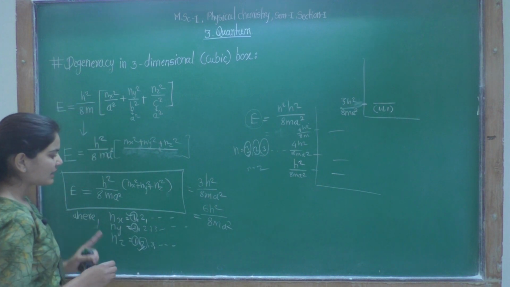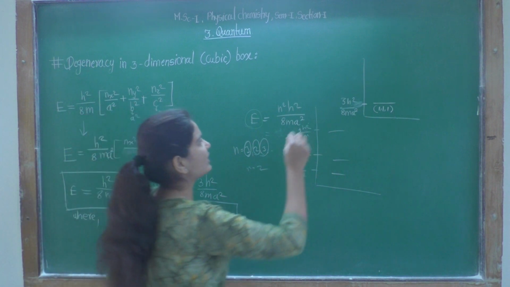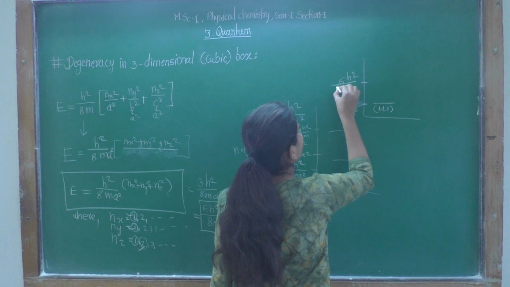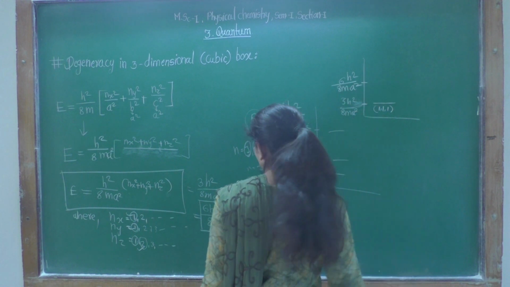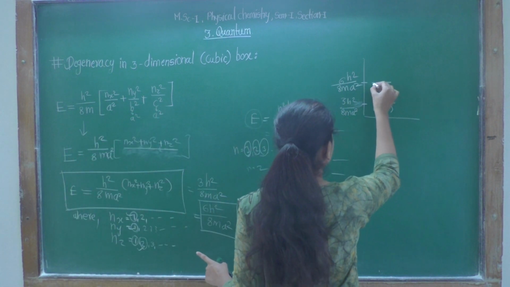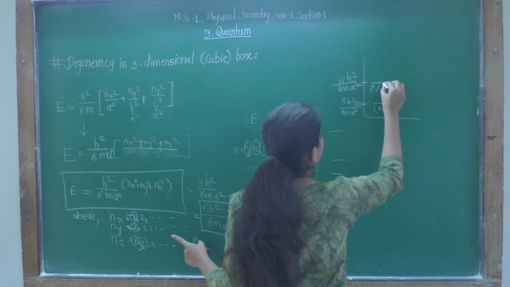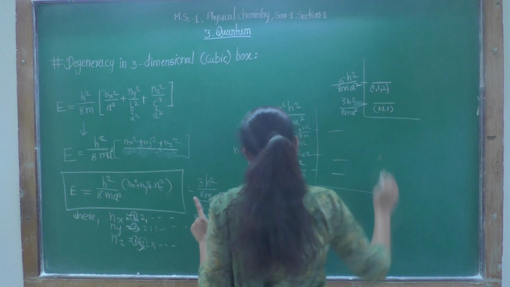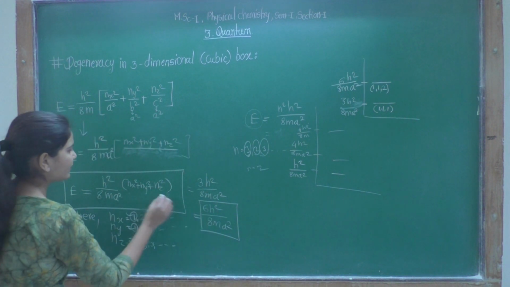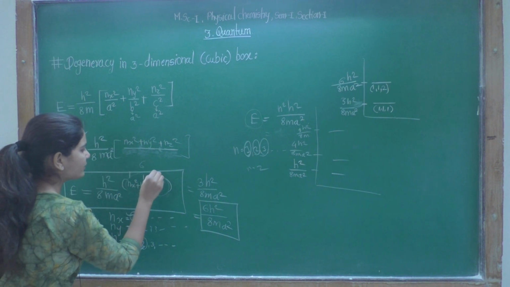But now, this value can be attained in different ways. This will be the second energy level, 6h square upon 8ma square. It is given by this energy level where nx is 1 and ny is 1 while nz is 2. But we can get this value in another way also. How? We can obtain 6. Firstly, we have seen 1, 1, 2.